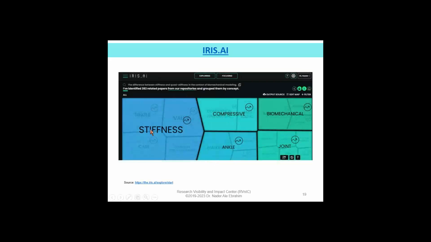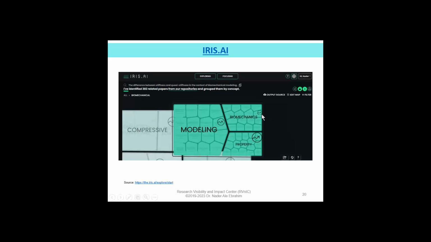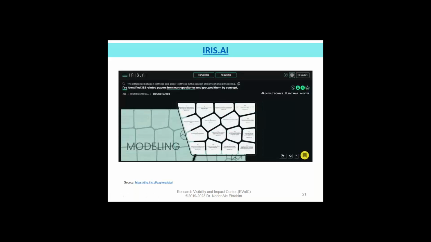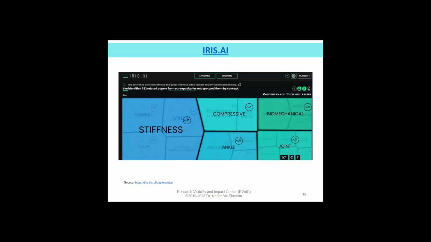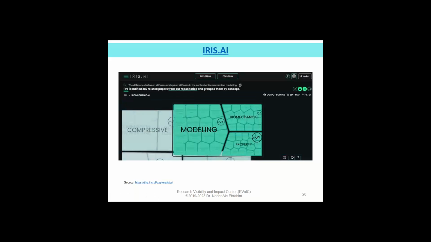When you click it, it shows you this paper is talking about stiffness, the ankle joint and biomechanics. If you click biomechanics, it talks about the modeling as well, and it gives you the papers which are relevant to this one. So you can realize from here, in the whole picture, yes, the paper is relevant. But if you are not working on the joint and so on, then you say, okay, it may not be relevant to my paper.